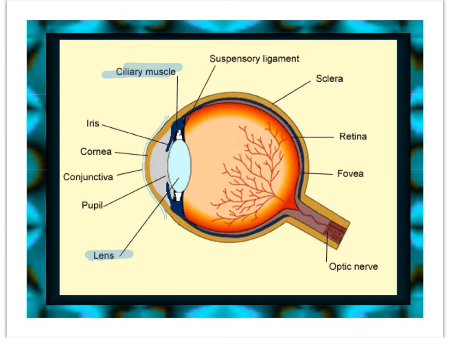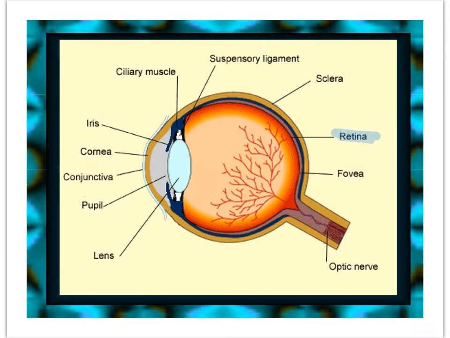So if you're looking at something close up, your lens will thicken and curve more. If you're looking at something far away, your lens will thin and flatten. And it is the ciliary muscles that control that. And accommodation is a term that you're going to want to know.